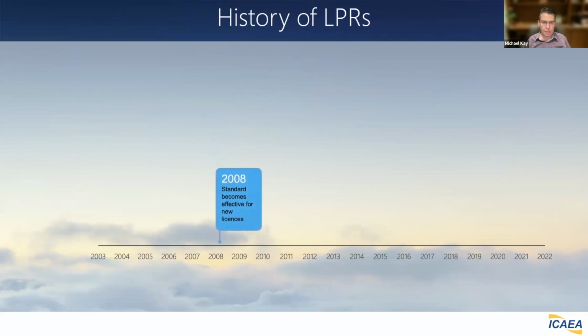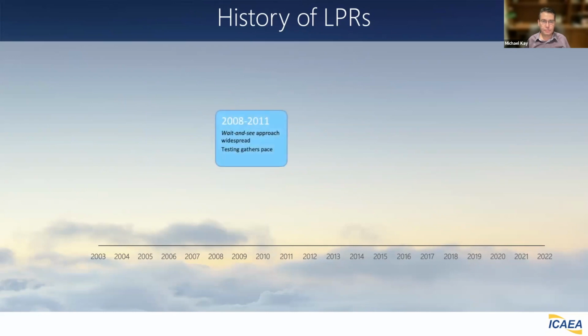But there was an extension introduced because not all the states were ready. But it did become effective for new licenses. So new pilots or new controllers needed to meet this requirement from 2008. So between 2008 and 2011, when that extension was given, there was this sort of wait and see approach. A lot of states, a lot of testing organizations sort of not sure what to do, but let's see what others are doing. And gradually testing started to gather pace.